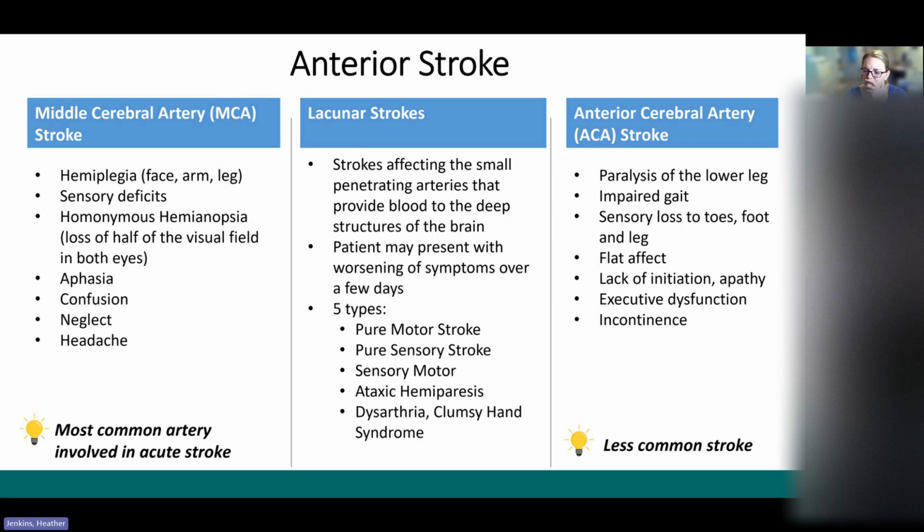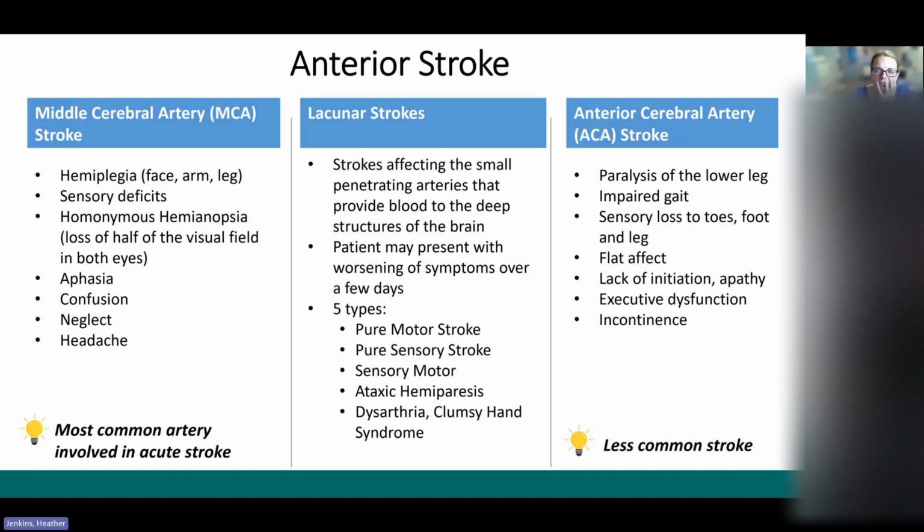So this is where you're going to see that hemiplegia, that weakness in face, arm, or leg, the sensory loss. We can see homonymous hemianopsia, which is loss of half of the visual field in both eyes, same field. We can see aphasia, confusion or cognitive deficits, emotional lability or control, impulsivity, neglect, and we can see headache. Less common with ischemic stroke, but it does happen.